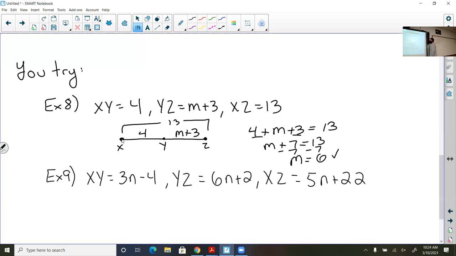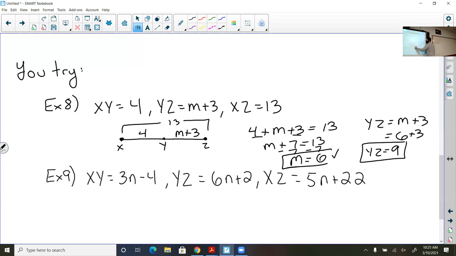I found the variable. And now that I know that m is 6, I can go ahead and plug that into YZ. So m equals 6 and segment YZ equals 9.